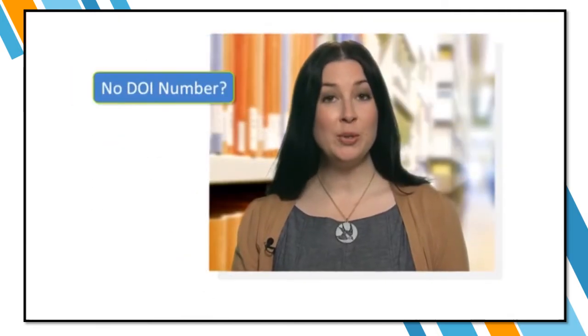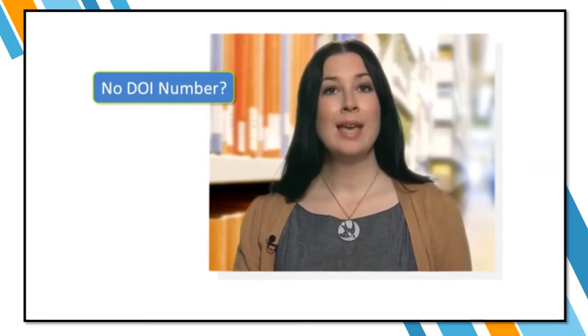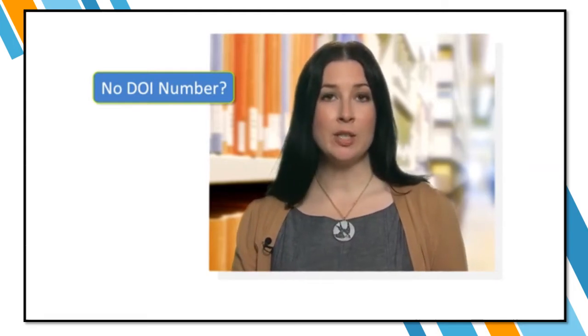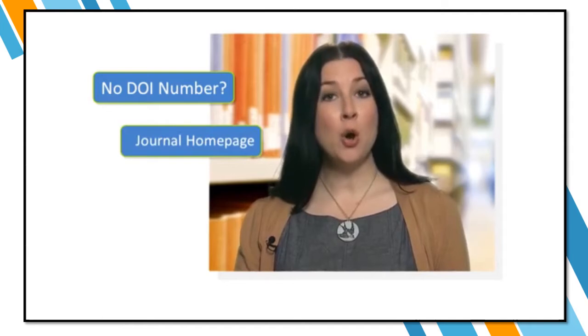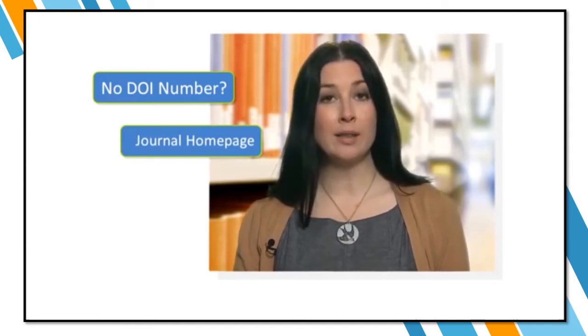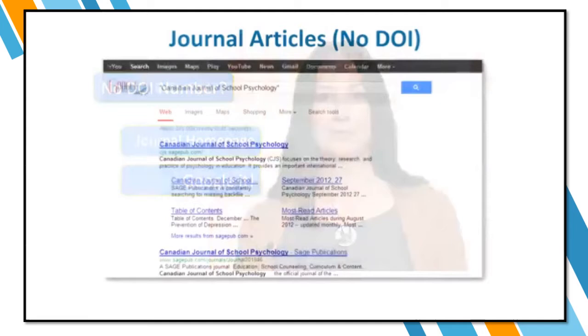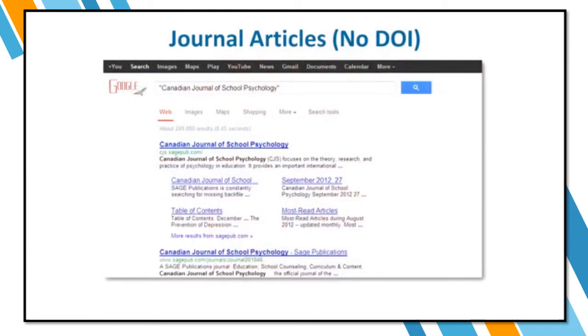But what if there's no DOI number given? In that case, APA suggests providing the URL for the home page of that journal. Don't just copy and paste a direct link to the article itself. This is one time when a librarian will actually tell you to use Google. Google the name of the journal. It's helpful to put quotation marks around it. This is the URL you need to copy and paste.